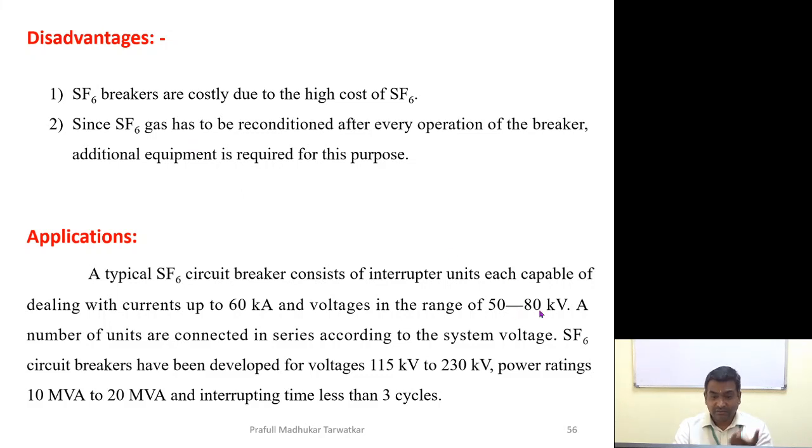50 to 80 kV range, 10 MVA to 20 MVA interrupting capacity. So these are the applications.